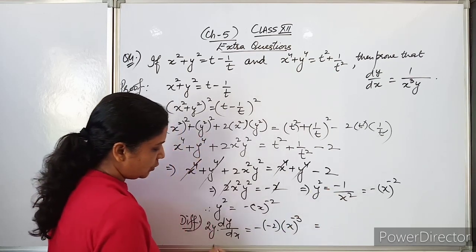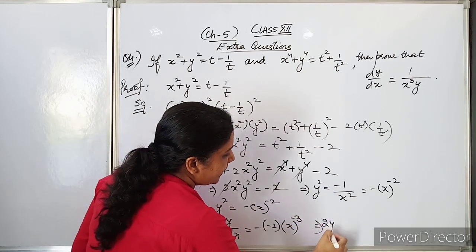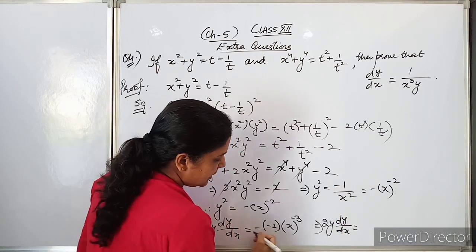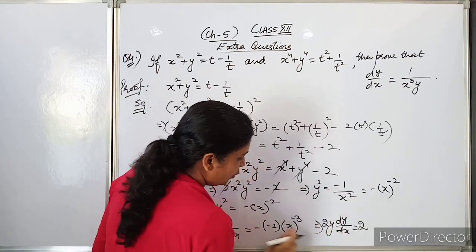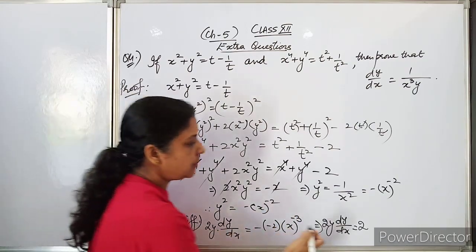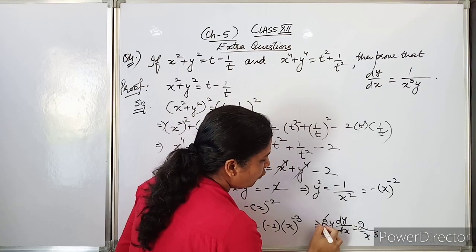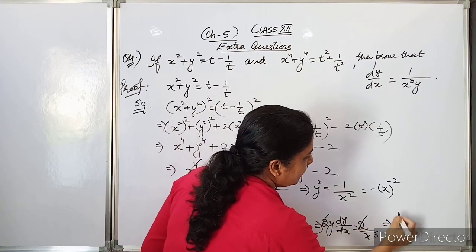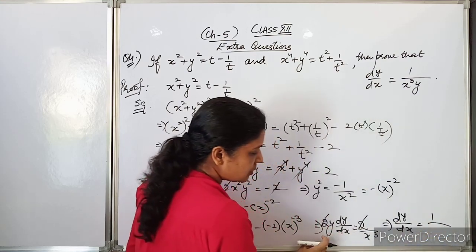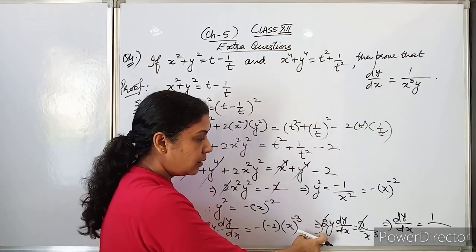So 2y dy by dx is equal to minus minus is plus 2 and this x raised to power minus 3. The exponent is negative, so we can shift the term to the denominator. 2 also cancels. So dy by dx is equal to 1 upon. This y is in LHS in multiplication.